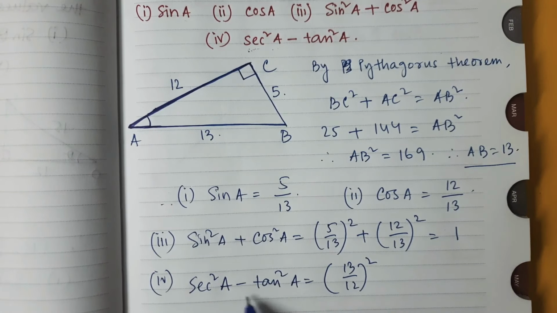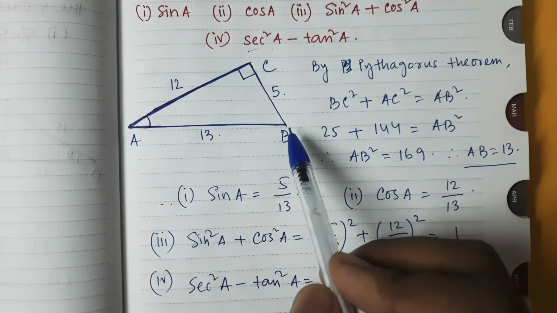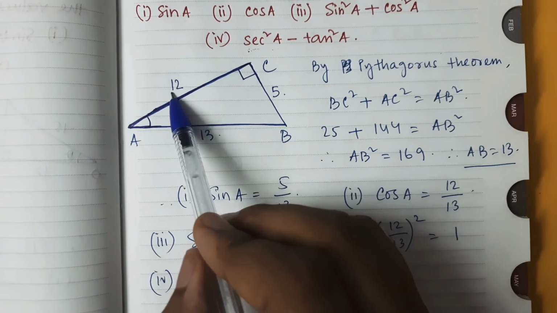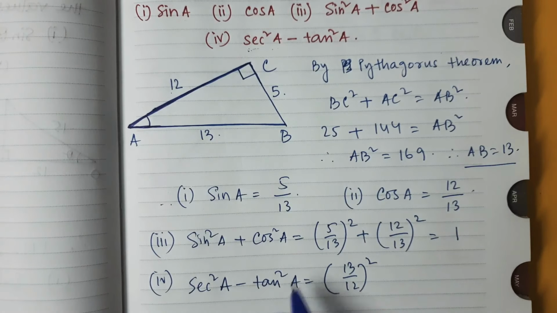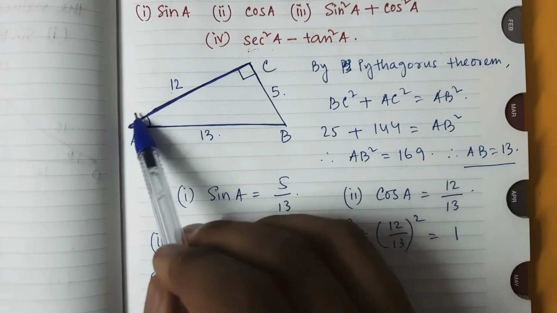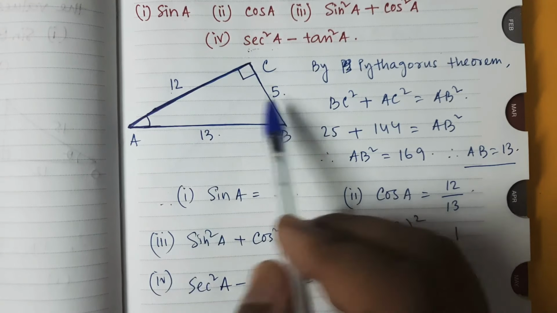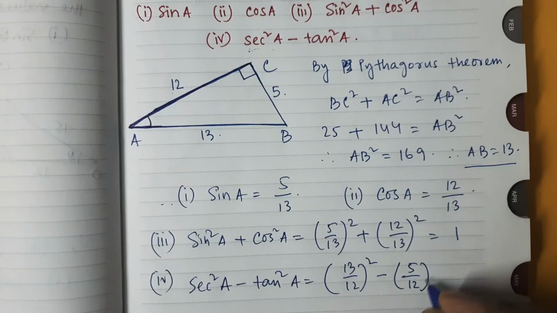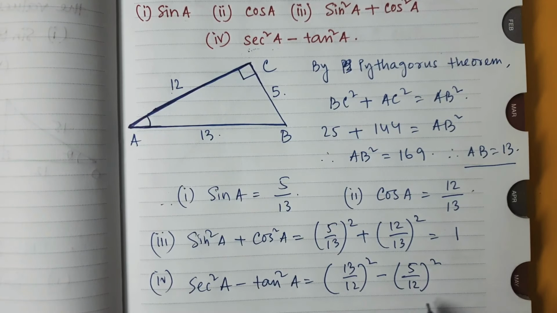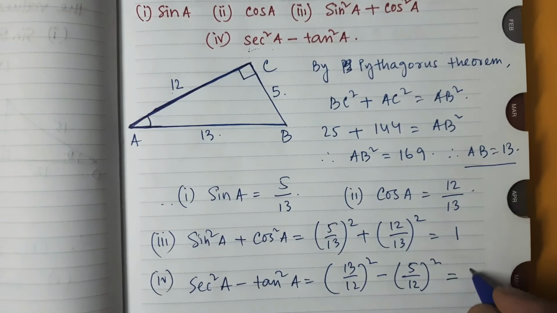So it's whole square minus tan square a. Tan a is what? Sorry, the formula of tan a is perpendicular by base. So it is 5 by 12. So minus (5 by 12) whole square. Now you just calculate it. The answer is going to be 1.